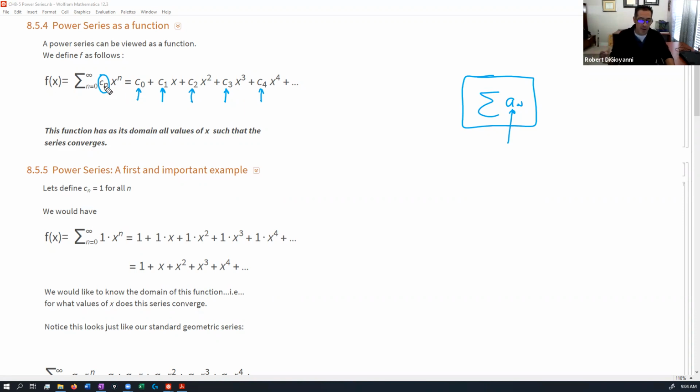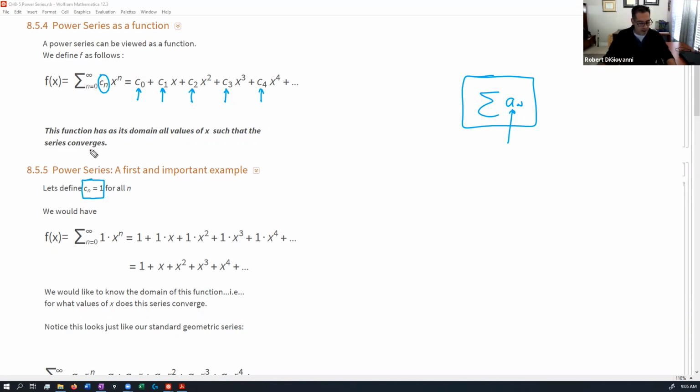Anything we want. So our first example, we're going to take the easiest formula we could possibly have for C sub n, and that is C sub n is the constant 1, which means that every coefficient is 1.